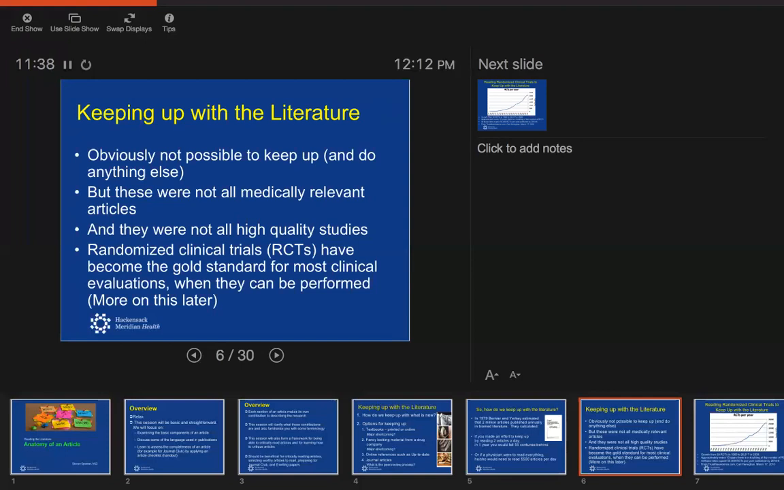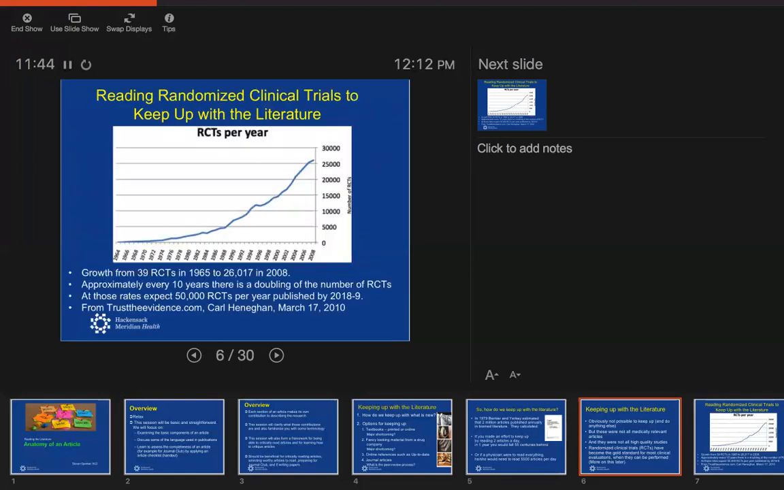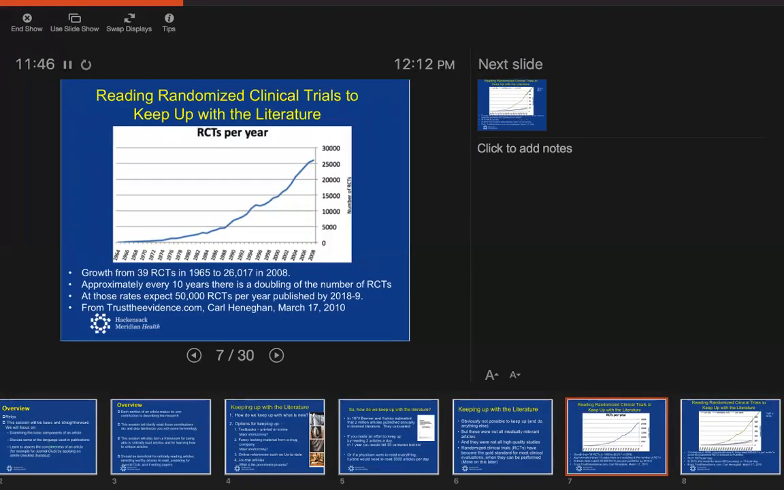And we'll talk another day about clinical trials. So you want to look at how many clinical trials have been published. There's really been an exponential growth from the 60s to now. In 1965, there were 39 clinical trials published in the medical literature.